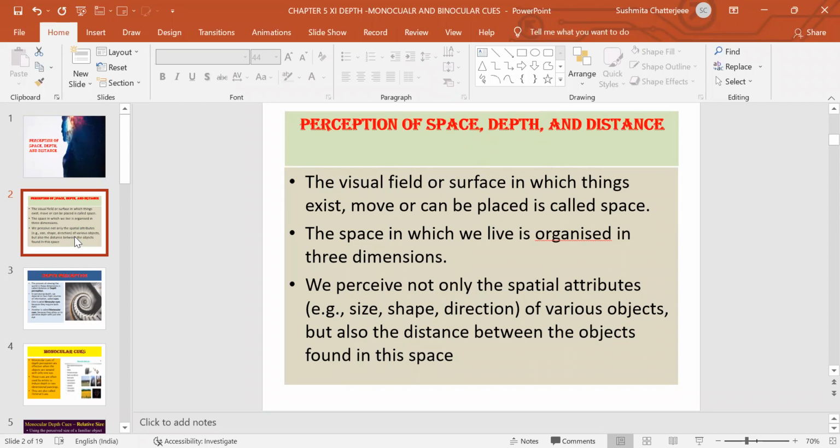We not only perceive the spatial attributes of various objects, but we are also able to perceive the distance between the objects found in the space. While the images of the objects projected onto our retina are flat and 2-dimensional, we still perceive 3 dimensions in the space. Why does it happen? This happens basically because we are able to transfer a 2-dimensional retinal image into a 3-dimensional perception. The process of viewing the world in 3 dimensions is known as distance or depth perception.